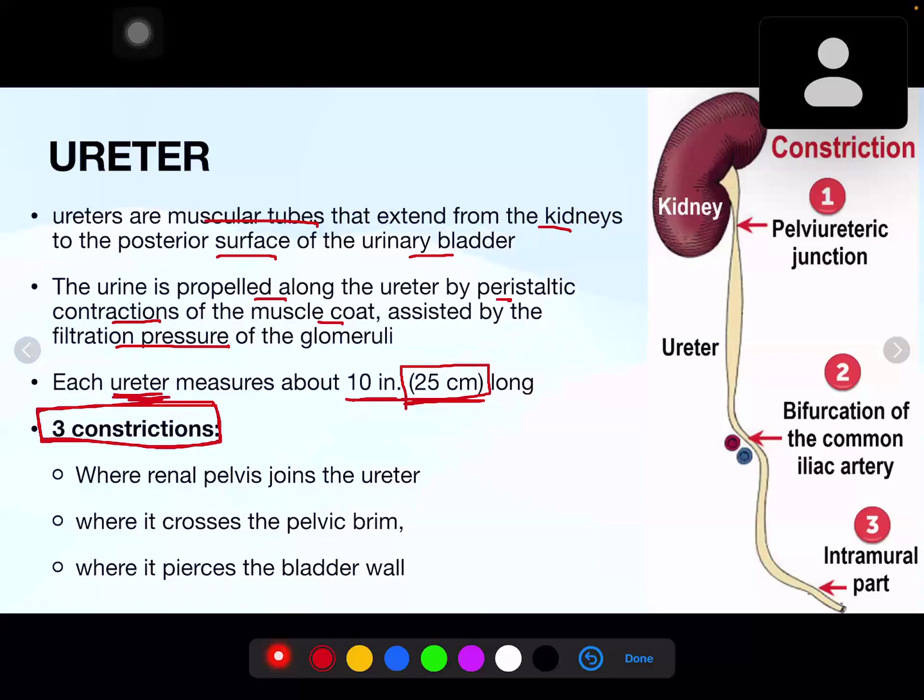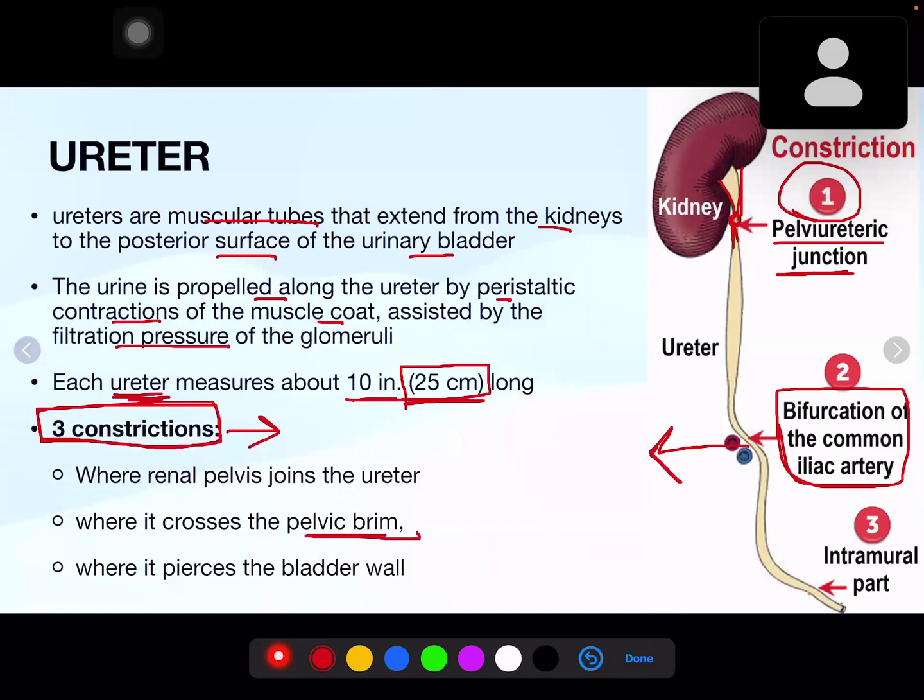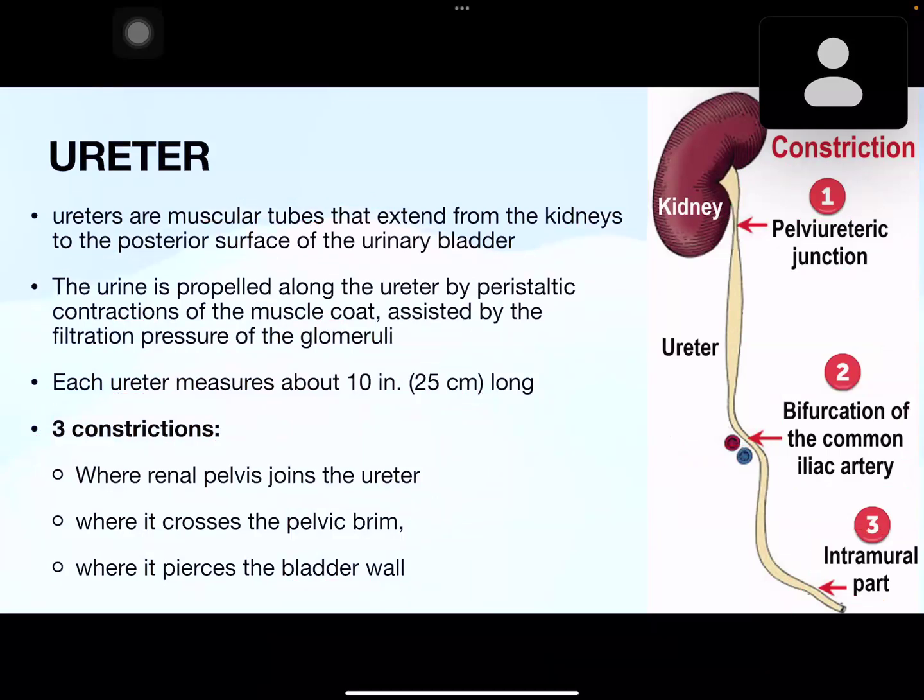Now, what are the levels of these constrictions? The first level is the pelvic-ureteric junction, where the ureter is joining the renal pelvis. And that is the renal pelvis structure. And here is the first constriction. Now, the second constriction is at the level of bifurcation of the common iliac artery, or you can say at the level of the pelvic brim. Okay, so the second level is this, and the third level is when it pierces the bladder wall, meaning that is the intramural part. So these are the 3 constriction levels of the ureter you have to remember.